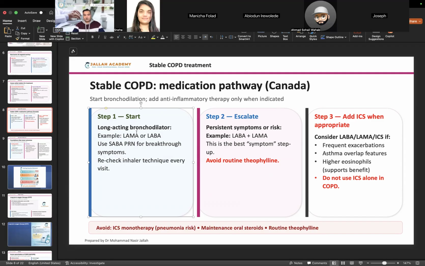So step one, start long-acting bronchodilator, LAMA or LABA. So SABA is always there. Remember, SABA is not considered the first line. It is zero line. So it is always there, but it's PRN, as needed. The first step to start the real treatment is LABA or LAMA. If it doesn't help, then LABA or LAMA change to LABA and LAMA. I hope it makes sense.